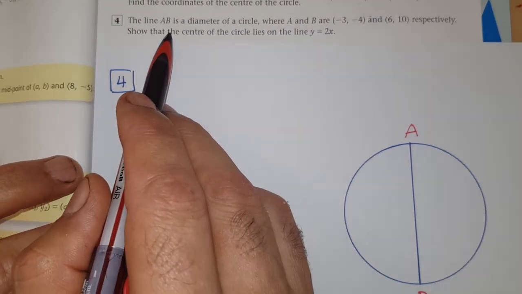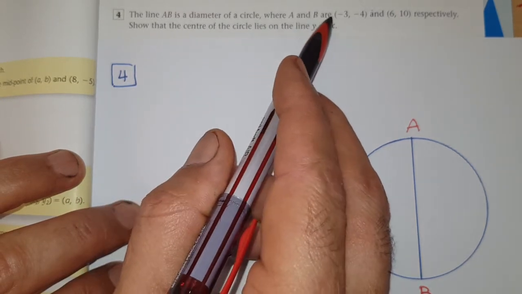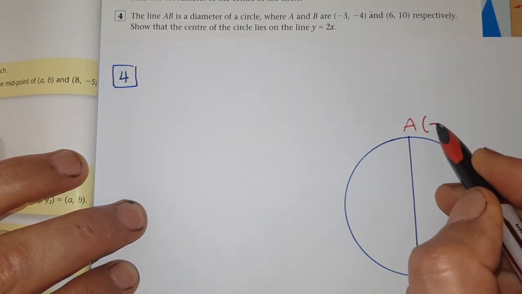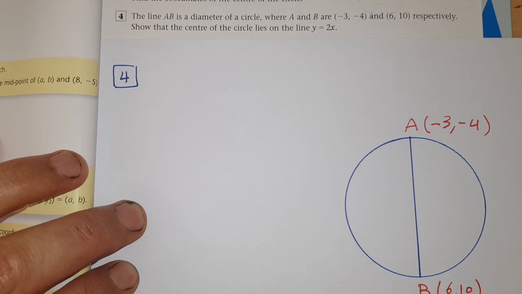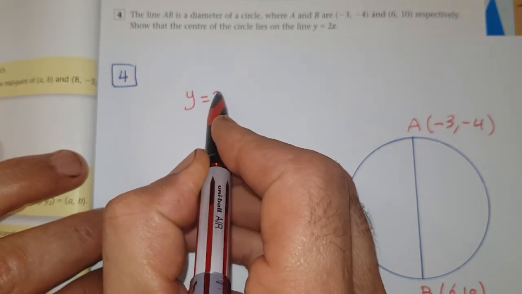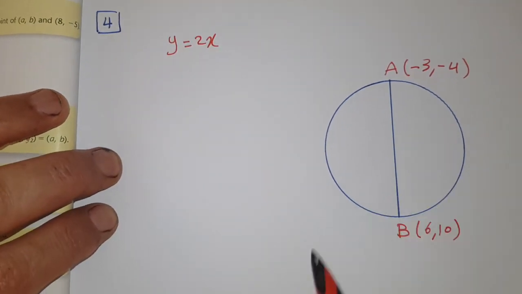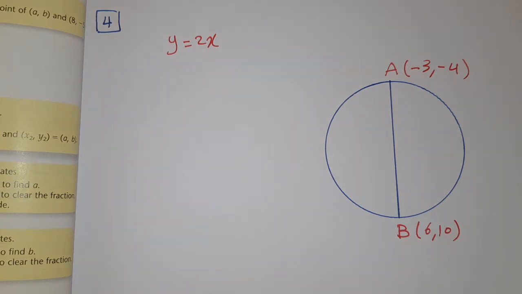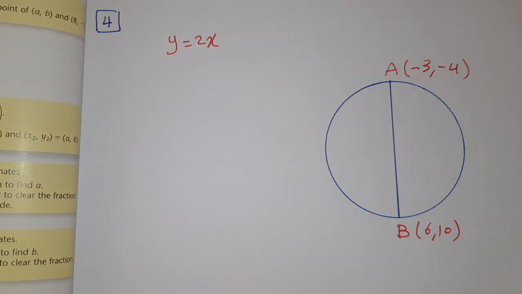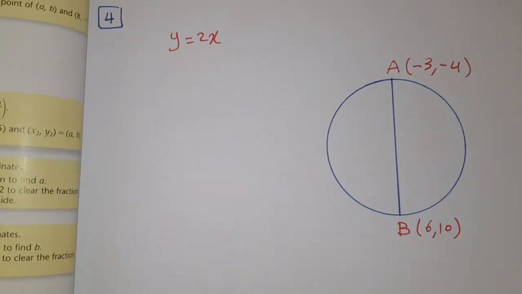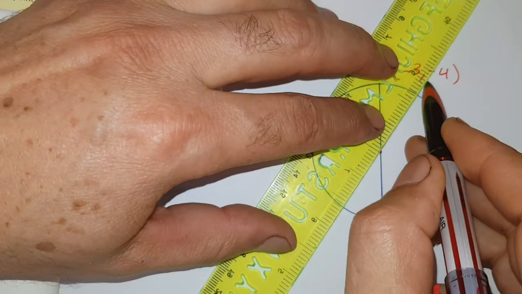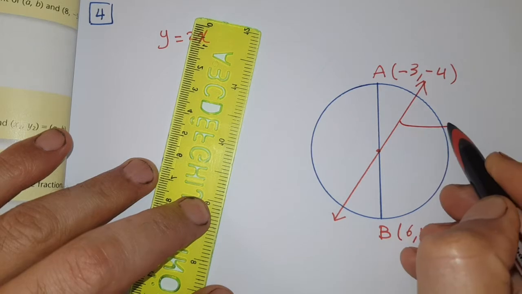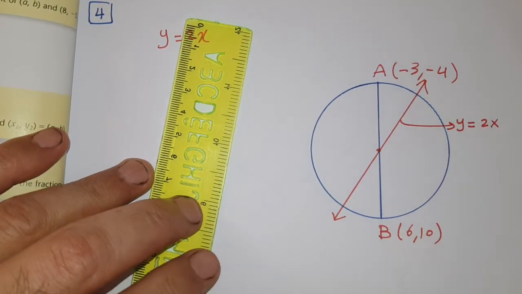Here, the line AB is a diameter of a circle where A is -3 and -4, and B is 6 and 10 respectively. Show that the center of the circle lies on the line y equals 2x. I draw just a rough drawing here to show you the idea of the question. I'd like to prove that this center, consider this is the center of a circle, okay? I want to prove that this point lies on the straight line whose equation is y equals 2x.